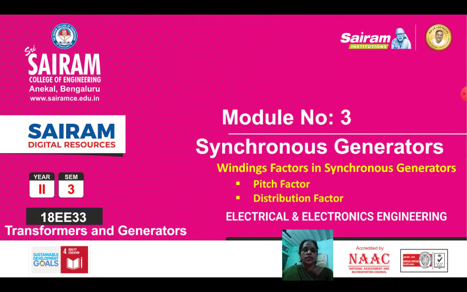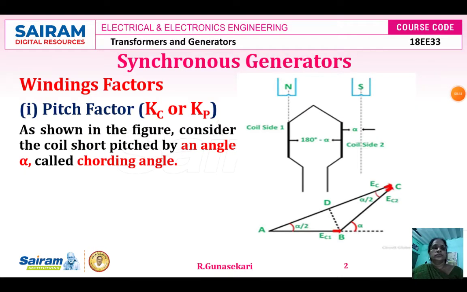Now we study first how to derive the pitch factor. So of the winding factors, the first one is the pitch factor, which is represented by the letter Kc or Kp only. Now you see the figure. We have taken a short pitched winding, short by an angle alpha. This alpha angle is called the shorting angle, short pitched angle, or fractional angle.